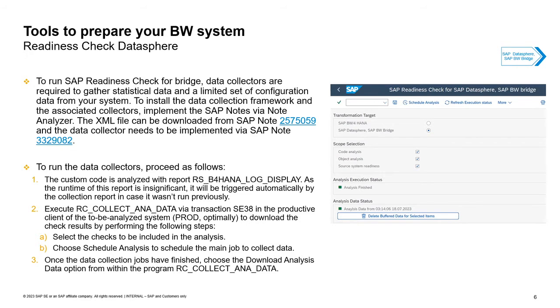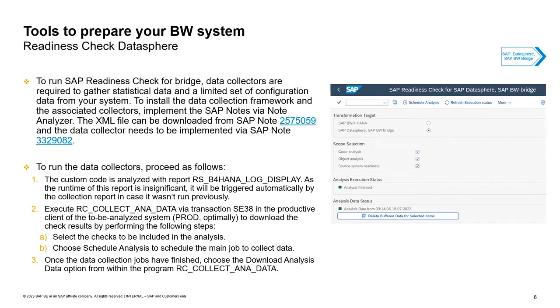So when we run the data collectors, we need to prepare the custom code job. This is the RS_B4HANA_LOG_DISPLAY. This report is typically triggered with the data collection framework. I myself always like to run this myself, so that once the data collection framework runs, it just grabs my latest output. But we execute the report by going to SE38, typing in RC_COLLECT_ANA_DATA. And then it brings up a screen similar to what is here on the right.